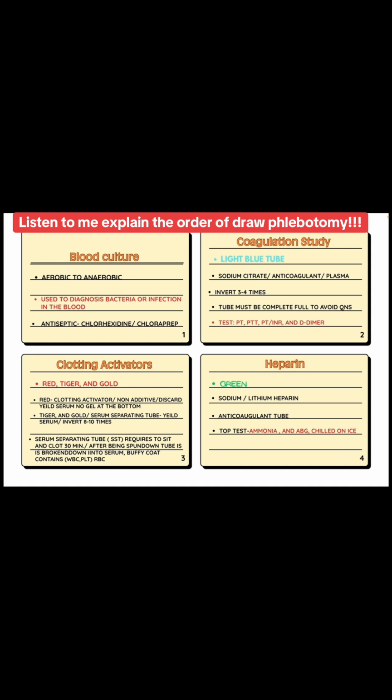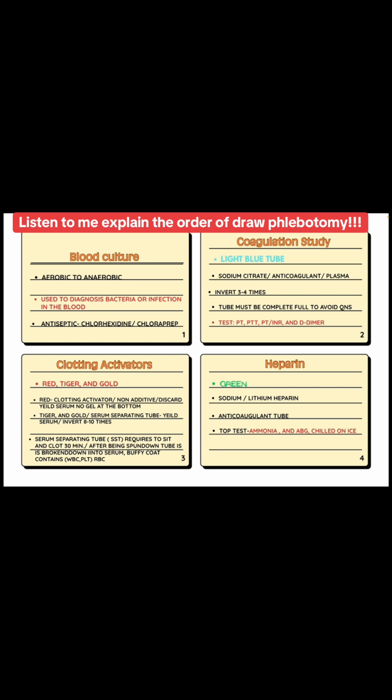They both give you serum because they contain clotting activators inside of those tubes. Now, with a serum separating tube, that's your tiger and gold, it needs to sit to clot for at least 30 minutes. If you were to spin it down before that, you may risk your sample becoming hemolyzed, and that is the destruction of red blood cells. The way that our serum will look is a reddish, pinkish, tinged color. That's an indication that our sample has been hemolyzed.